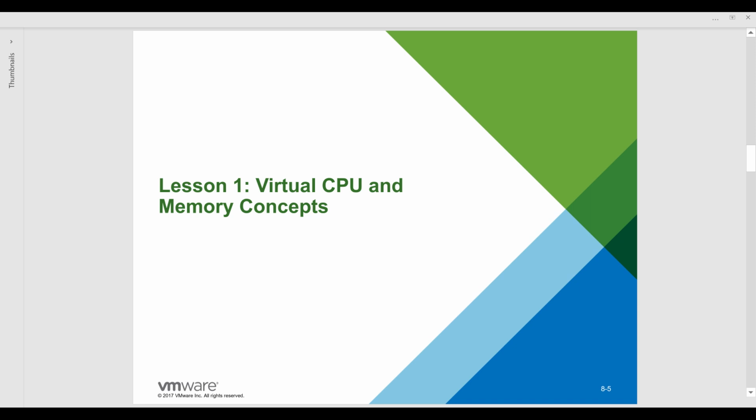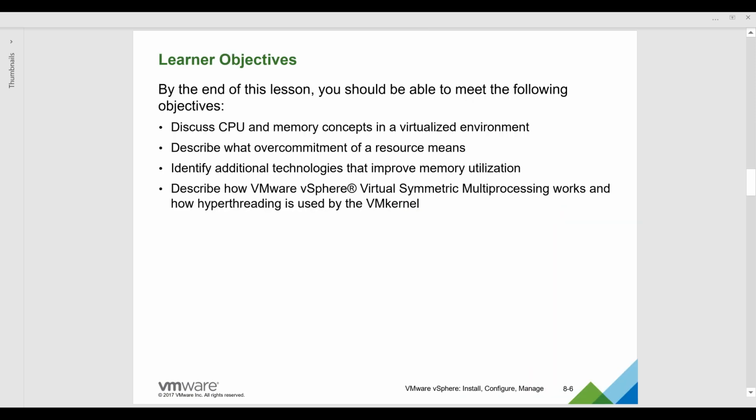In Lesson 1, virtual CPU and memory concepts. After this lesson, you should be able to discuss memory and CPU concepts in a virtualized environment, describe what a resource means, what overcommitment of a resource means, identify additional technologies that can improve memory utilization, and describe how vSphere virtual symmetric multiprocessing works and how hyperthreading is used by the VM kernel.